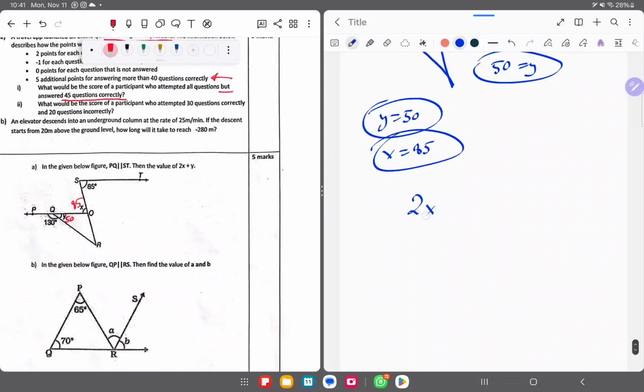Now the question is asking for 2x. So I need you to substitute here. Note, substitute.